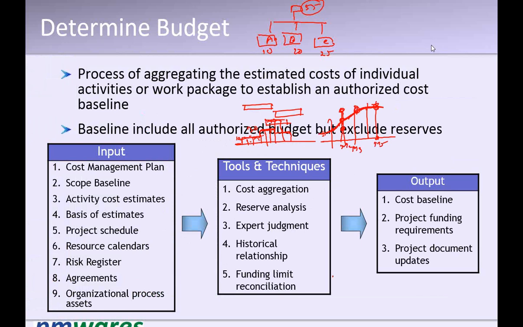The first thing is cost aggregation. First you have to come out with the complete total required for the project, so you sum up the costing of each activity. Then you come to the work package side, and you have established some control accounts. What is a control account? It is equivalent to your cost center.